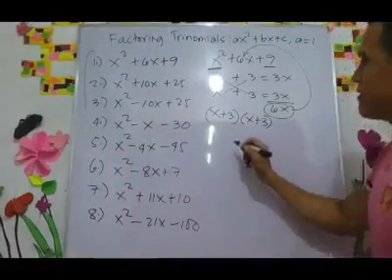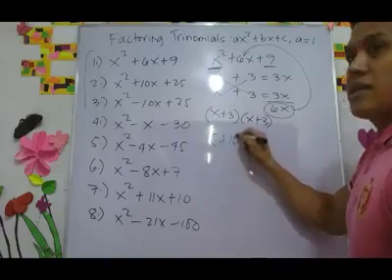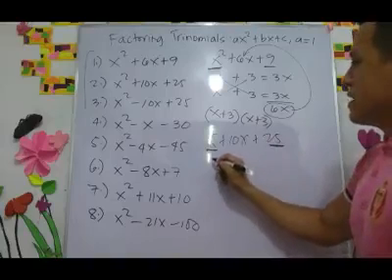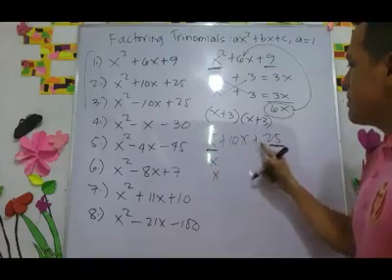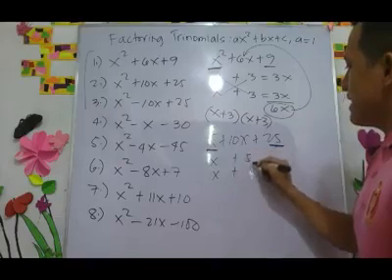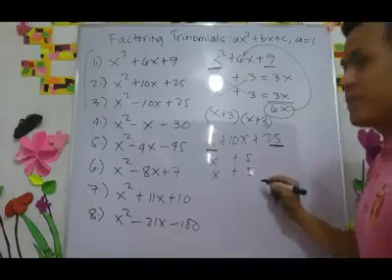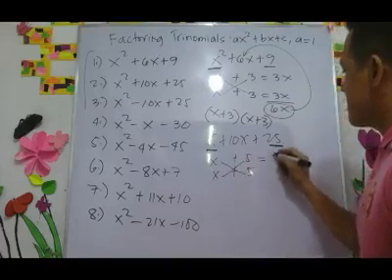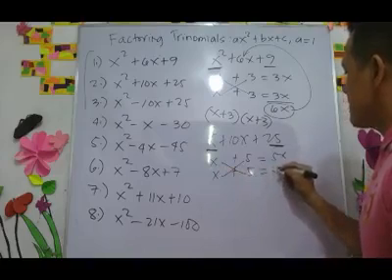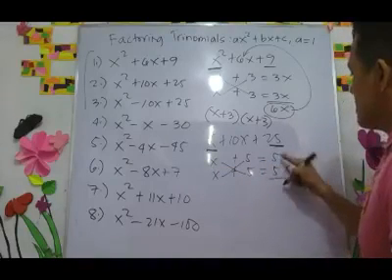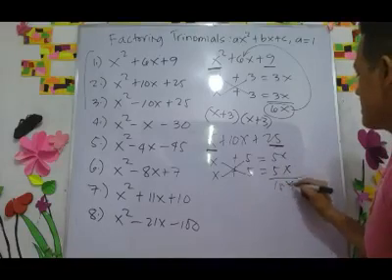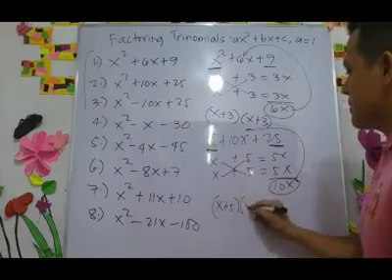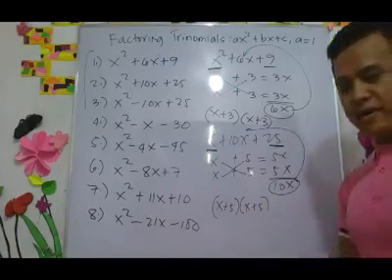Number 2, we have x squared plus 10x plus 25. Okay? Factor the first and factor the last. So we have x, and then since positive and positive, we have plus and plus, 5 and 5, because 25 is 5 times 5. So we cross multiply: x times 5 is 5x, and x times 5 is also 5x. Okay? So the total, 5x plus 5x, is 10x, which is equal to the middle term. So our factors are correct. So that's x plus 5 times x plus 5. Okay? That's how we're going to factor it.